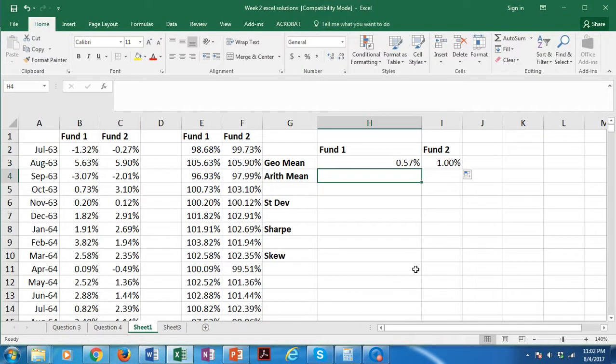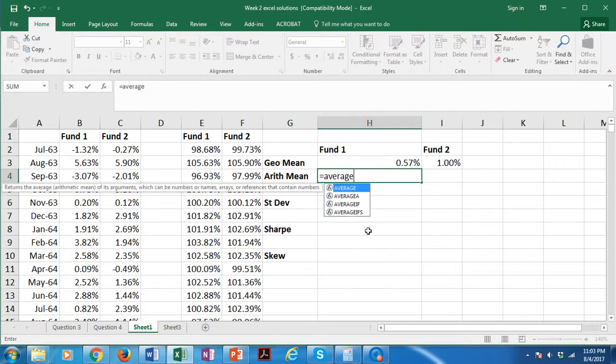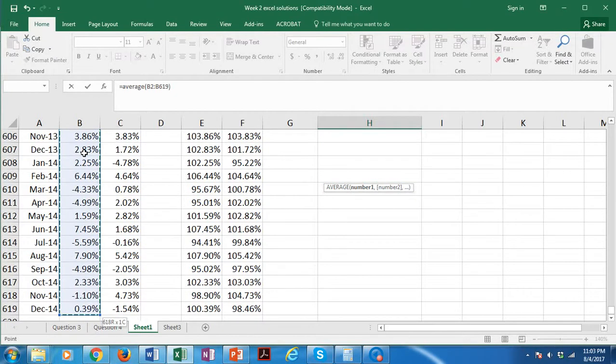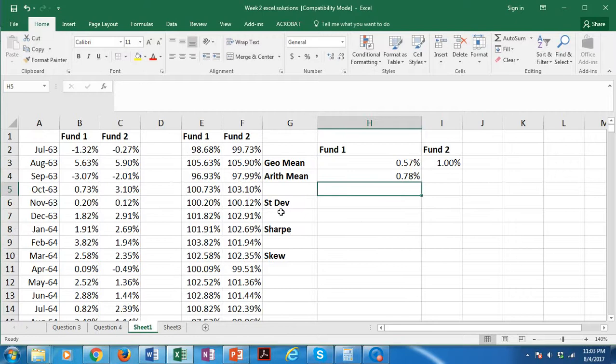And let's calculate arithmetic mean now. To calculate arithmetic mean, we will go back to our actual returns given. So arithmetic mean is simply the average. We select this whole column. This is arithmetic mean, 0.78%. And once again, if we just scroll right, we get 1.10%. So these are the historical returns of fund 1 and fund 2, both geometric mean and arithmetic mean.